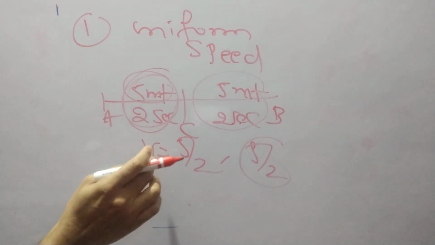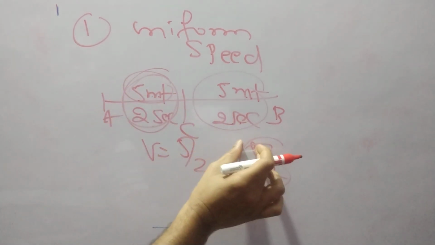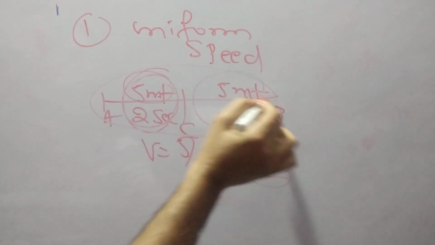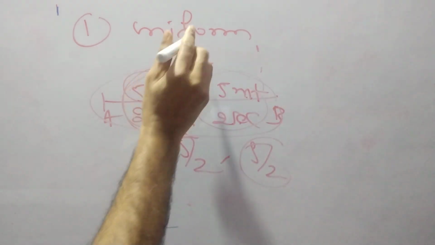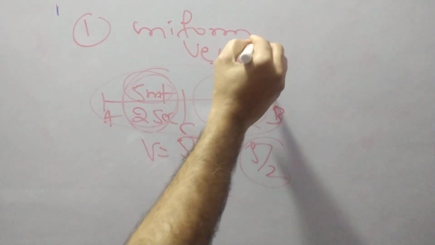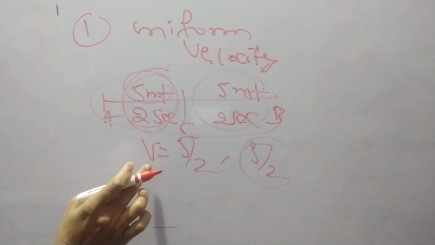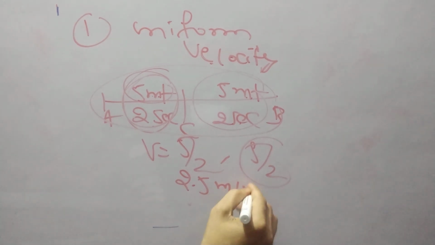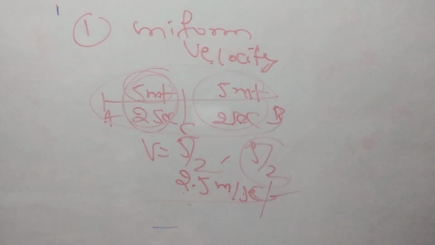So the object has moved equal distance in equal intervals of time. Equal distance means 5 meters, 5 meters, in equal intervals of time, 2 and 2. So this type of situation is known as uniform velocity, not speed. So we get a uniform velocity, that is 2.5 meters per second, in some direction we will specify, because velocity is a vector quantity.